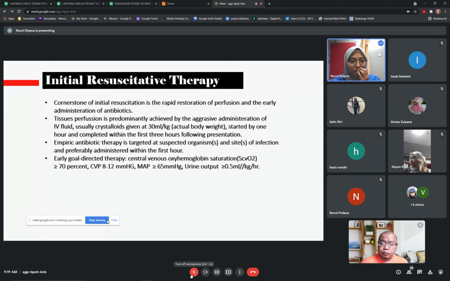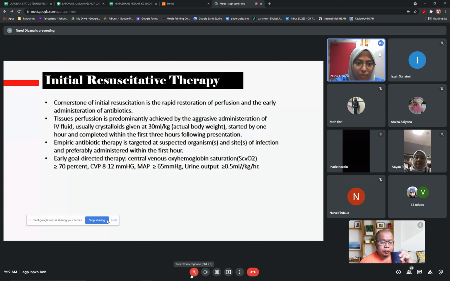Otherwise, this is the initial resuscitative therapy. The cornerstone of initial resuscitation is the rapid restoration of perfusion and the early administration of antibiotics. Tissue perfusion is predominantly achieved by aggressive administration of IV fluid, usually crystalloid given at 30 ml per kg, started by 1 hour and completed within the first 3 hours following presentation. And we administer antibiotic therapy targeted at the suspected organism and site of infection, preferably within the first hour.